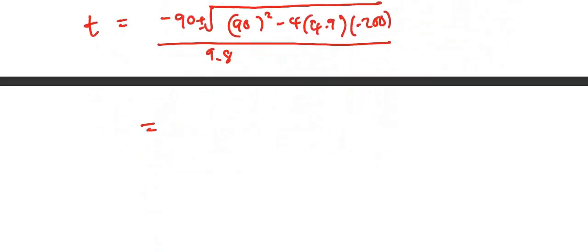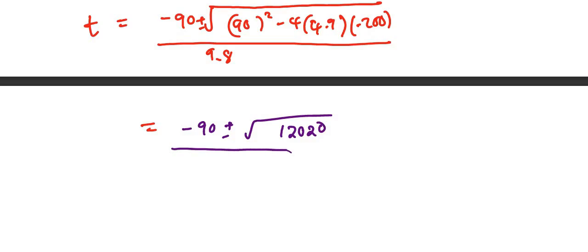So we're turning this into a quadratic. Then we say our 90 squared, then minus, we'll have 4 times 4.9 times 200. It's supposed to be positive because the 200 is going to make everything positive. So this is plus 4 times 4.9 times the 200. This is going to give us negative 90 plus or minus the square root of 12020, divided by 9.8.